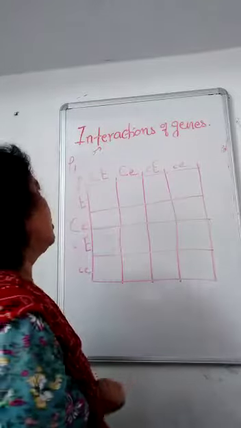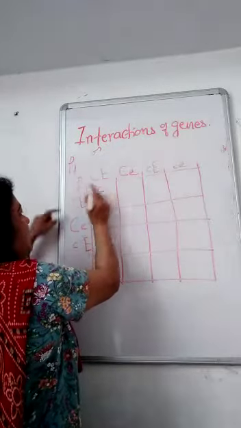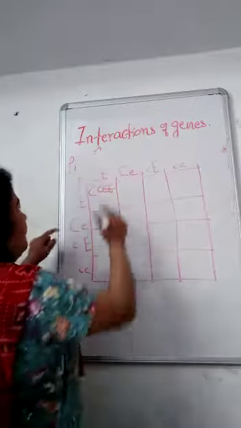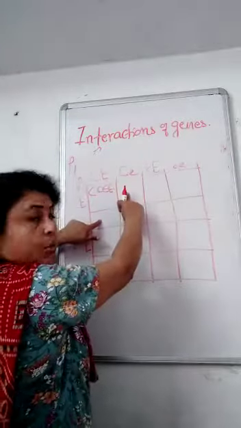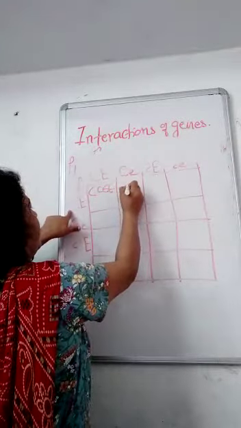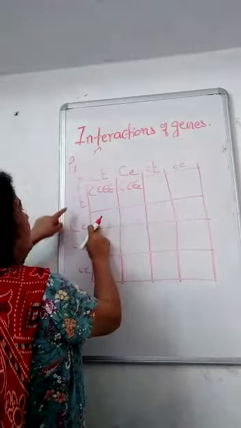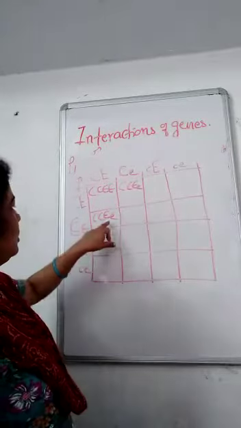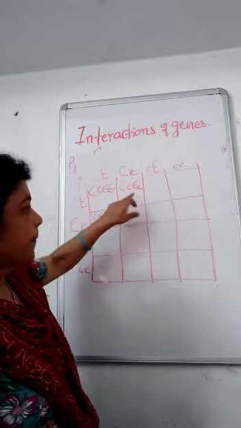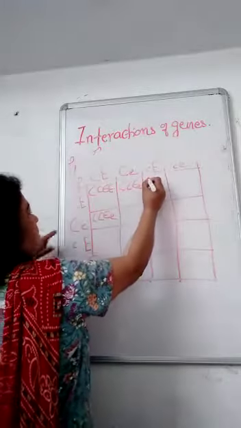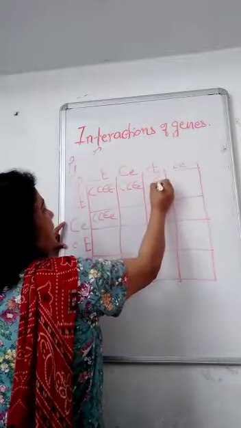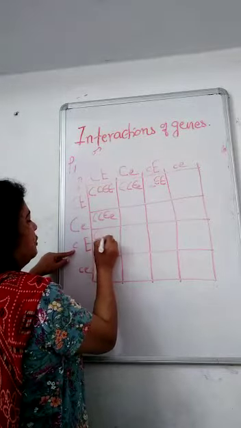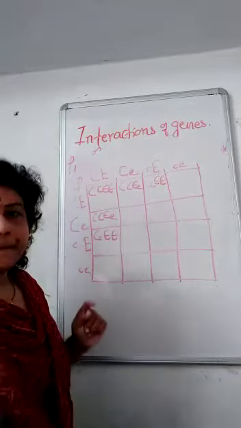Then we make the cross. Capital C here, this and this. Capital C, capital E, capital E. Then this 2. Here the capital C, capital E, small e. It is also same. Capital C, capital E, small e. Okay, so these two always similar. Then these two. Capital C, small c, capital E, capital E. Similarly here, capital C, small c, capital E, capital E.